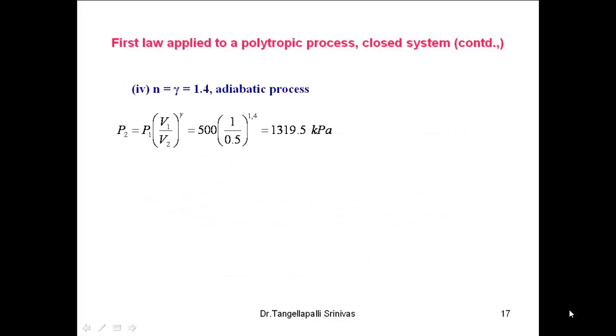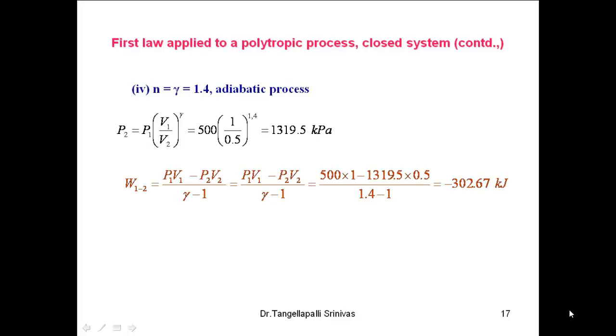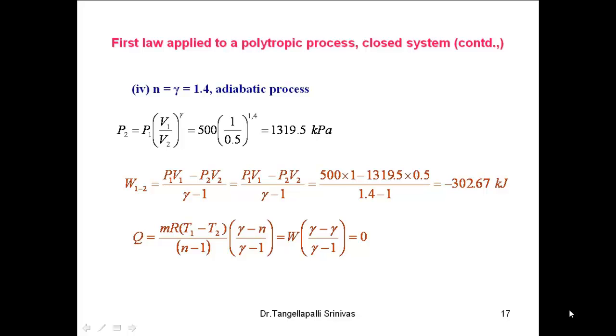The fourth case, adiabatic process, n is equal to gamma, that is 1.4. The final pressure is 1319.5 kilopascal. The work is minus 302.67 kilojoules. The heat is 0, since in the adiabatic process n is equal to gamma, that's why gamma minus gamma is equal to 0. The change in internal energy is equal to work according to the first law of thermodynamics. The change in internal energy here is coming positive 302.67.